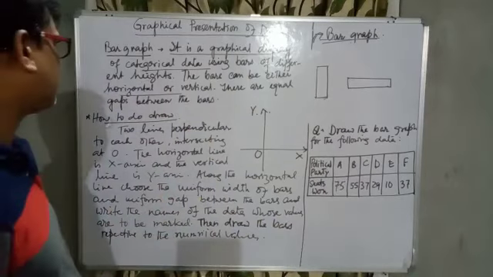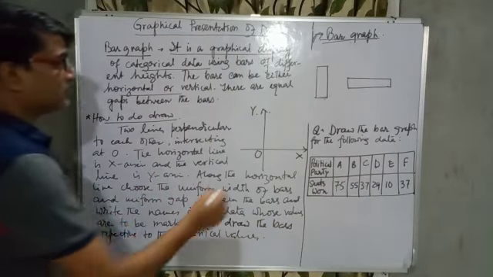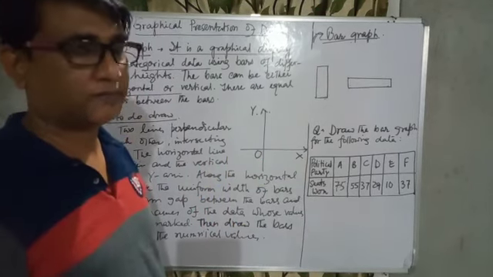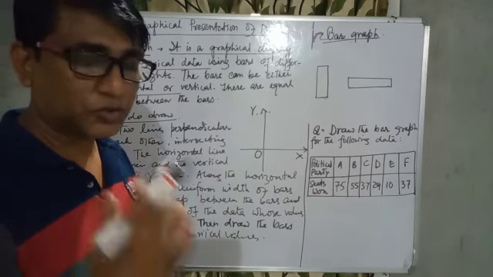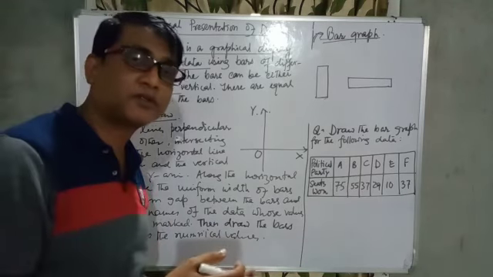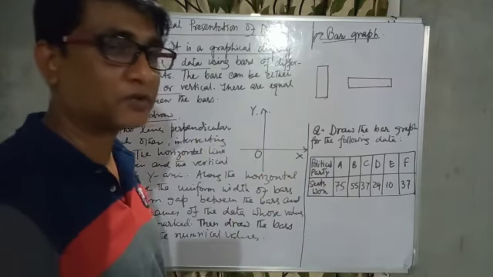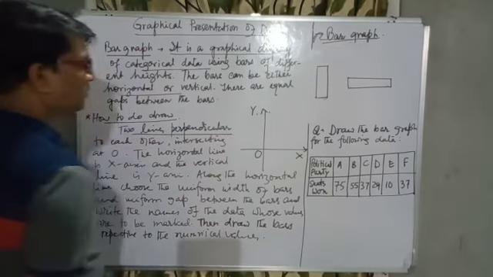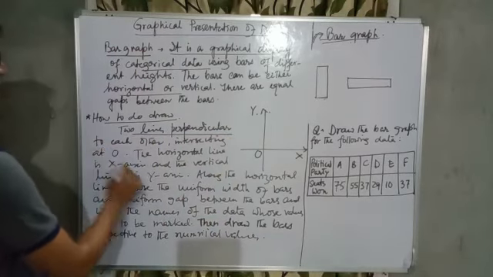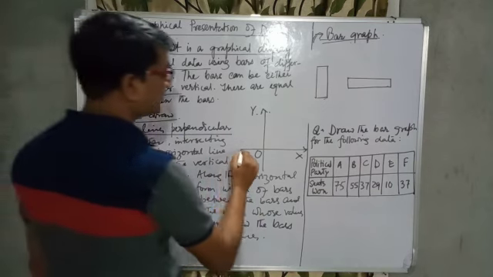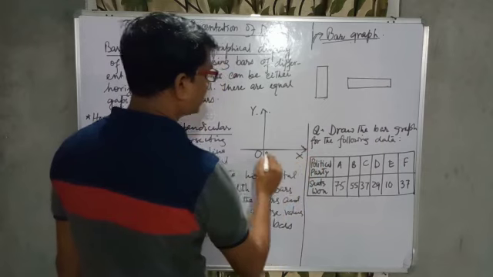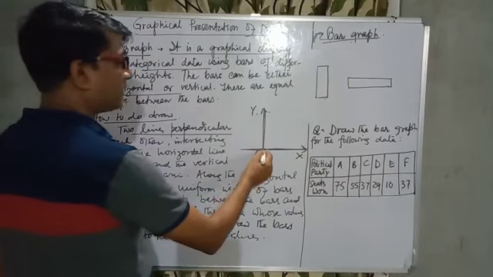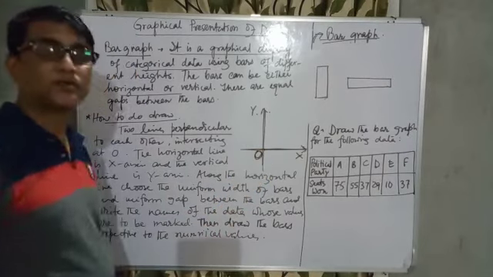Now, how do we draw the bar graph? We will draw two lines. We can use a plain sheet or a graph paper; we can draw the bar graph on either. The two lines should be perpendicular to each other. The line along the horizontal is called the x-axis, and the vertical line is called the y-axis. The point where they intersect is known as the origin.